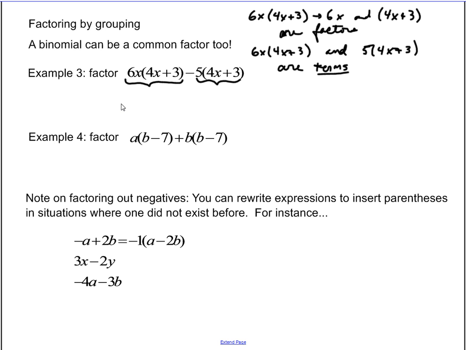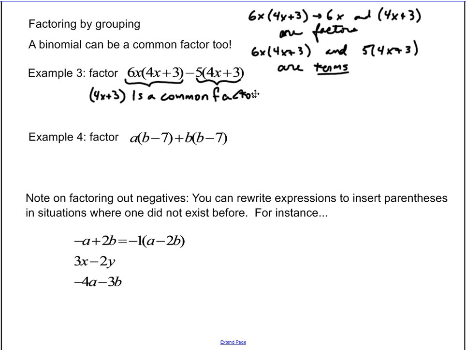Okay, so when keeping this straight, remember that we can look for common factors among terms. We don't look for common factors among factors, right? We have two terms right here. What is the common factor? Well, the answer to that is that 4x plus 3, the quantity 4x plus 3, is a common factor. How do we know? Well, it is multiplied as part, or is a factor, of part of each of the terms.